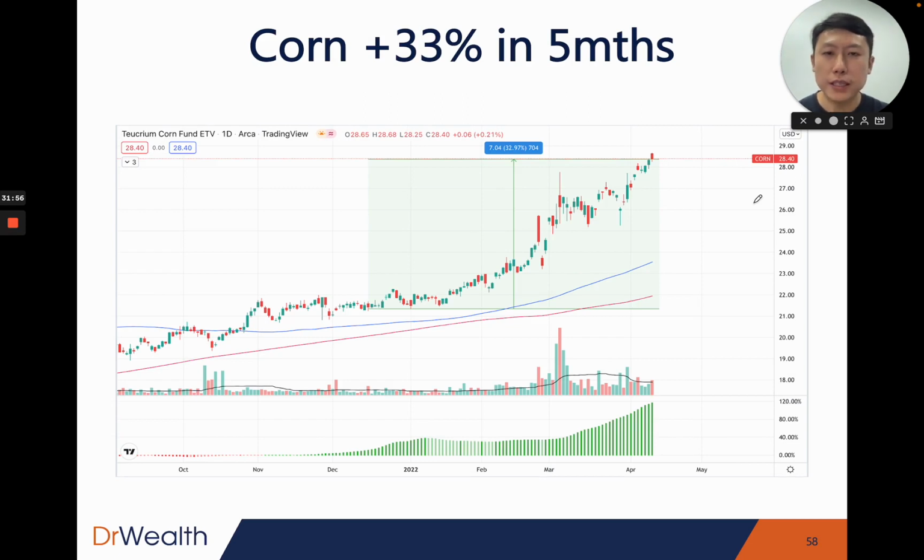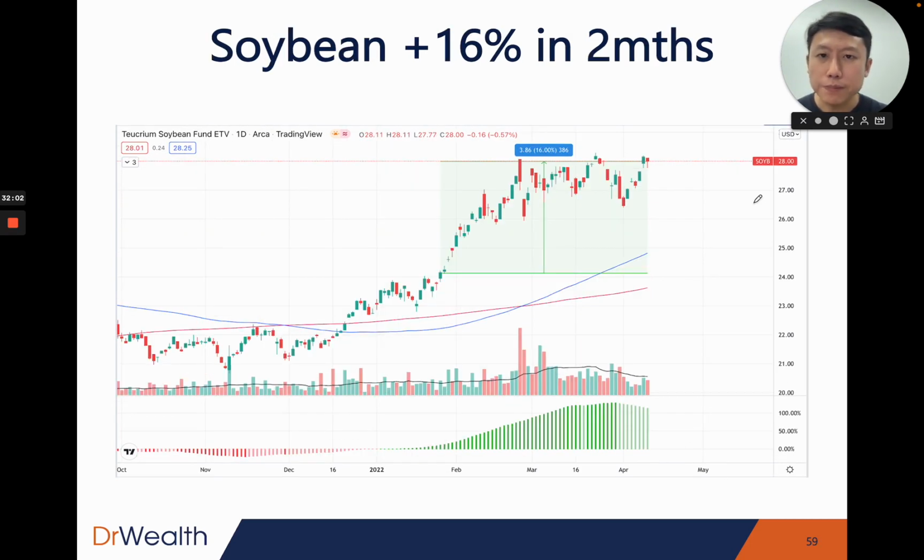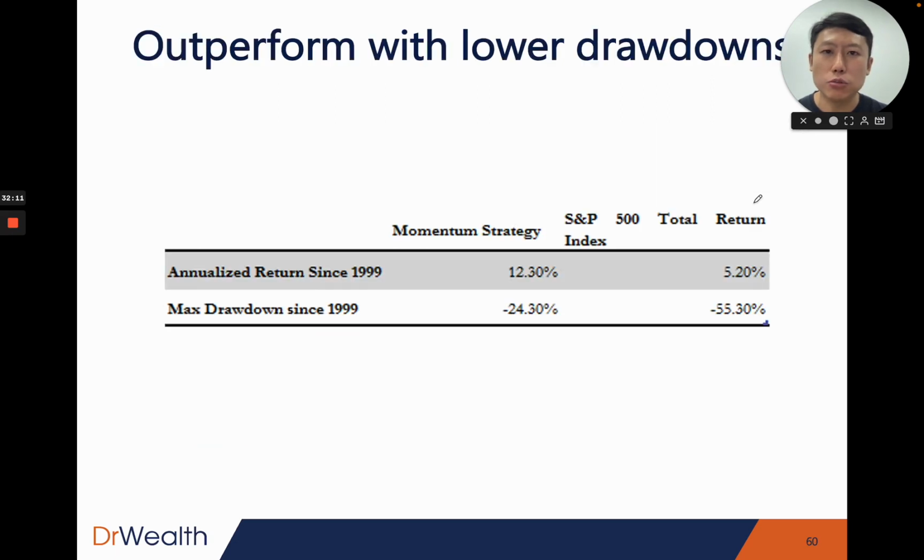Corn, likewise, is an ETF. You can easily do momentum on it, right? Not necessarily using futures, okay? Soybean, same. Right? So you get an idea. It's not to take profits prematurely, but to ride it with the trend as long as you can. And this kind of strategy is very powerful, right?